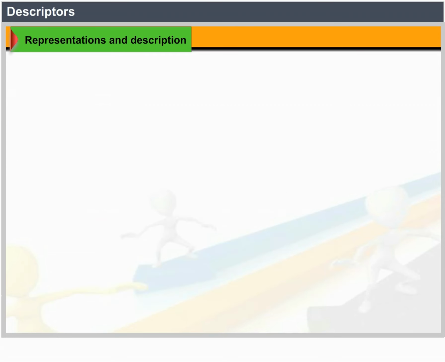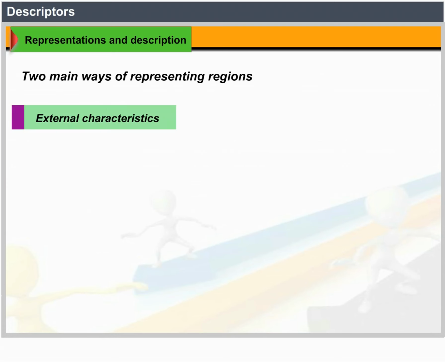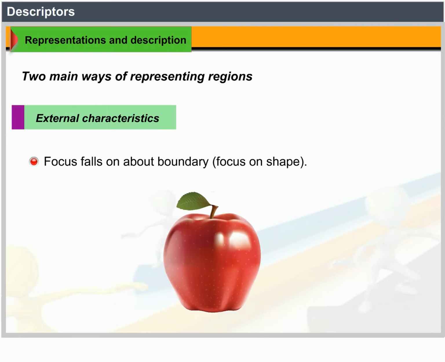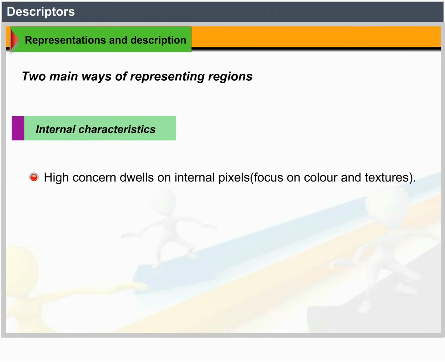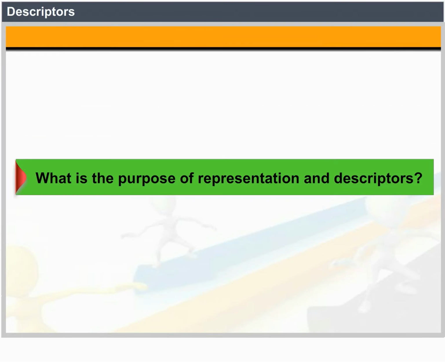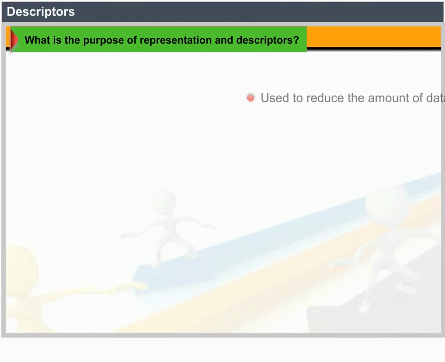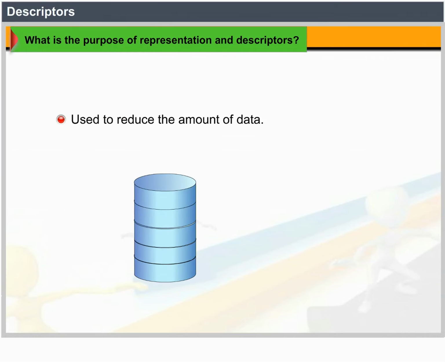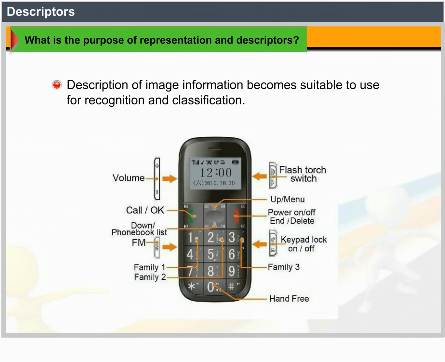Two main ways of representing regions. External characteristics: about the boundary, focus on shape. Internal characteristics: about internal pixels, focus on color and texture. Why representation and descriptors? They are used to reduce the amount of data, and to describe image information in a form suitable for recognition and classification.